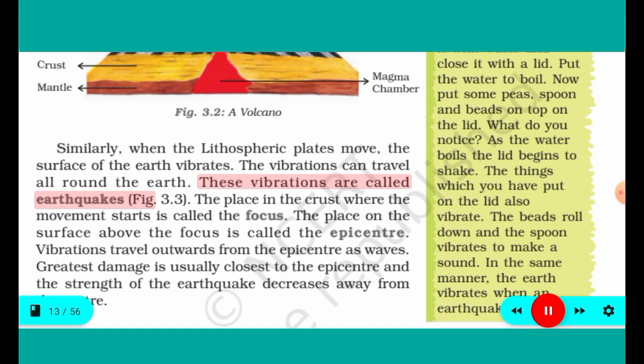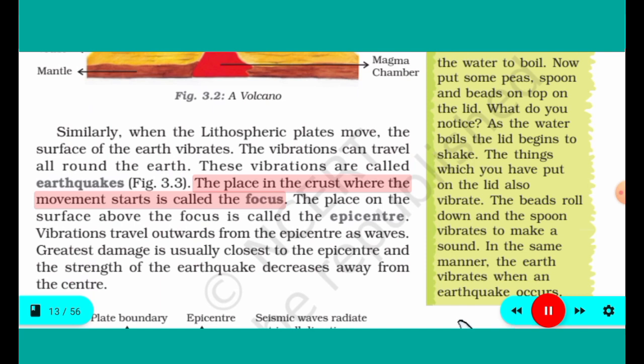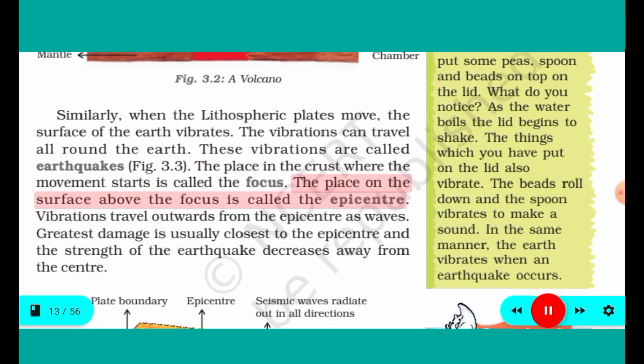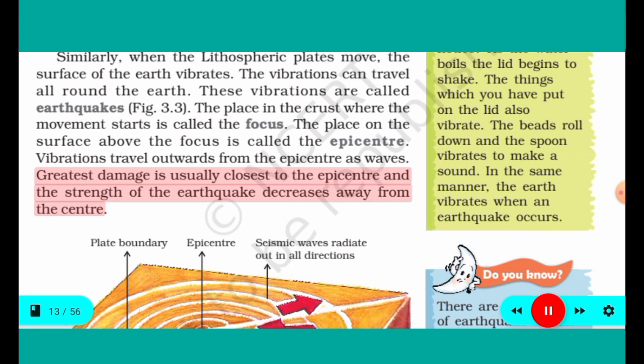Fig. 3.3. The place in the crust where the movement starts is called the focus. The place on the surface above the focus is called the epicenter. Vibrations travel outwards from the epicenter as waves. Greatest damage is usually closest to the epicenter, and the strength of the earthquake decreases away from the center.